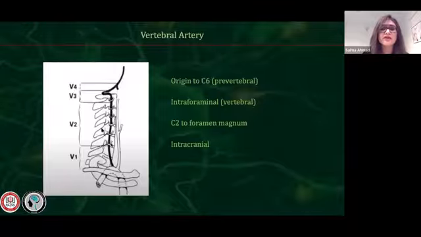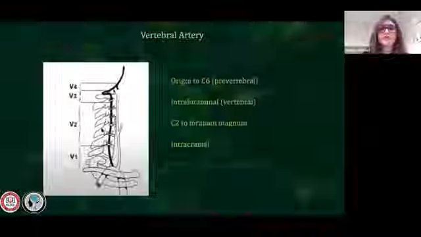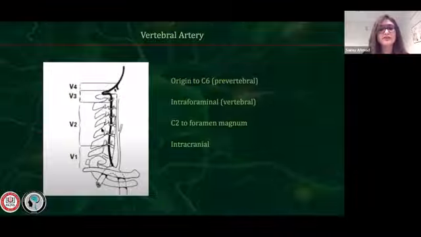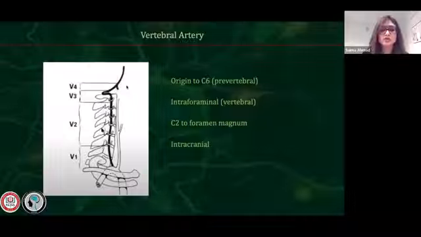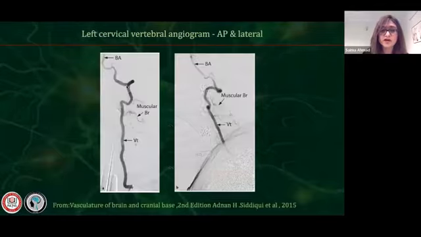Then straight away it goes into the C6 transverse foramina, and it's a large segment which is called the V2, and it then exits through the C2 and up to the foramen magnum is the V3, which is again extraspinal, and then it pierces the dura to become intradural. So this is the straightforward course of the vertebral artery.